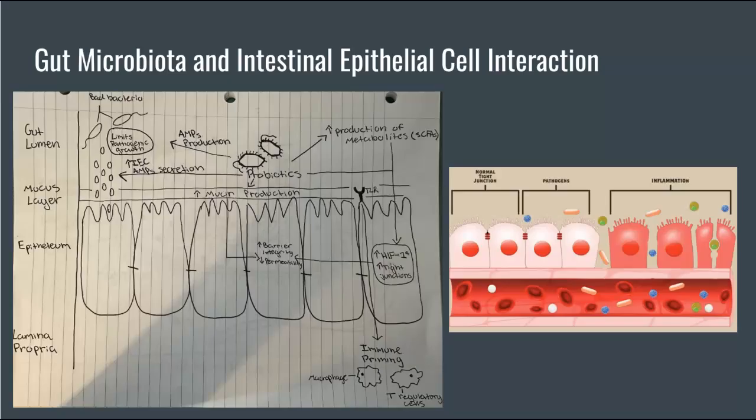It also helps to produce tight junction proteins, which help make more tight junctions between the epithelial cells, and as well more short-chain fatty acids are produced, which helps to reduce inflammation. So overall, the important part of this interaction is that the healthy gut microbiota is there to increase the barrier's integrity as well as decrease its permeability.